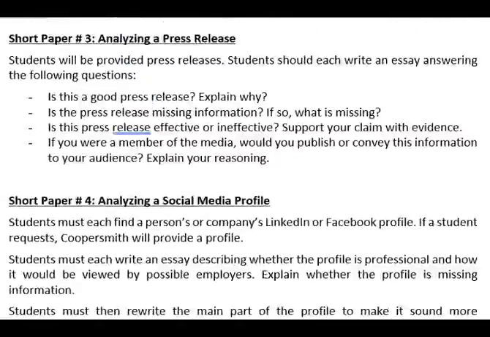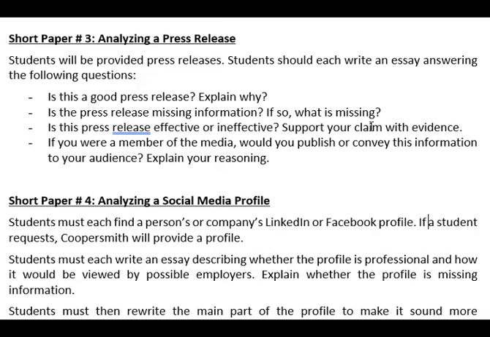Okay, there it is. Okay, is this a good press release? Is the press release missing information? What is missing? Is the press release effective or ineffective? Evidence obviously doesn't mean outside evidence of what happened with the press release, because the press release might be totally fictitious.